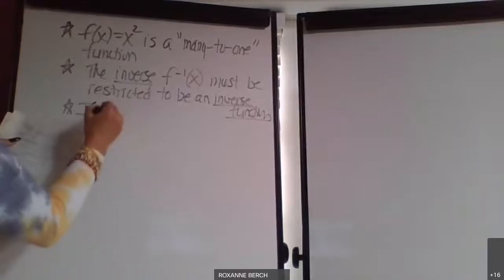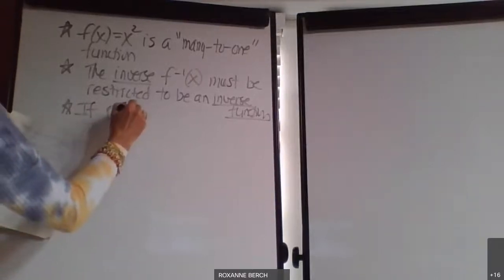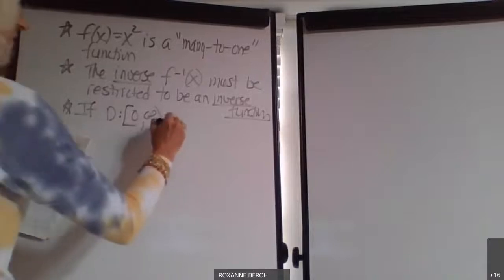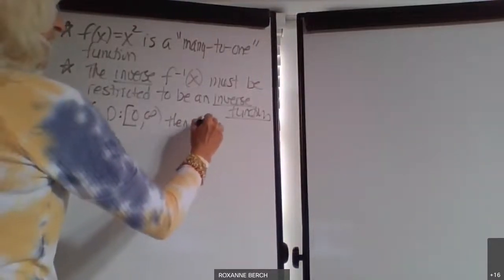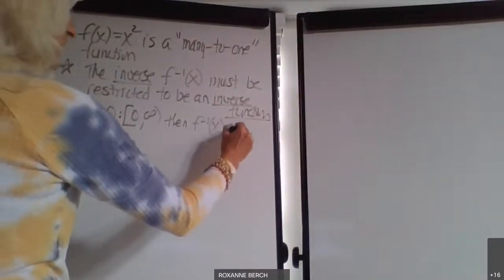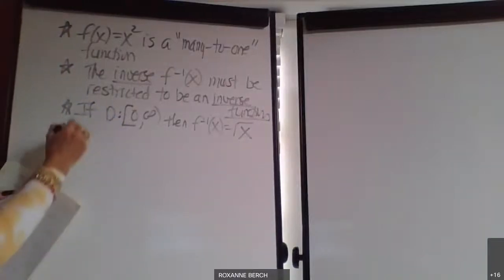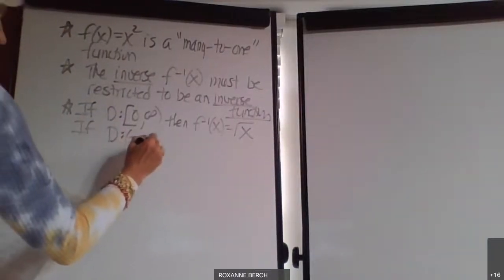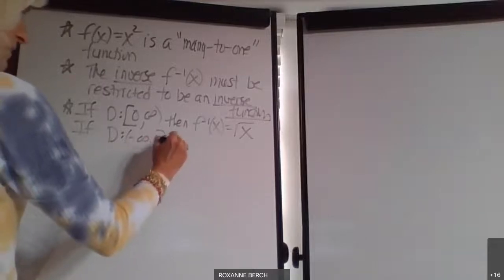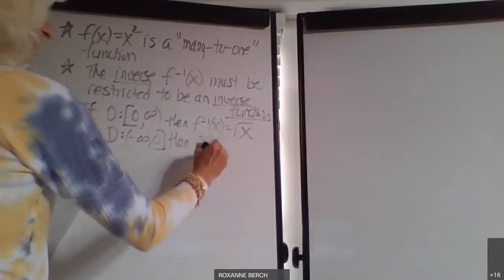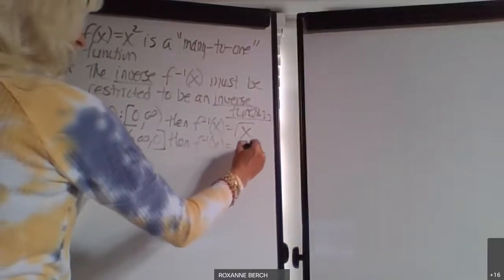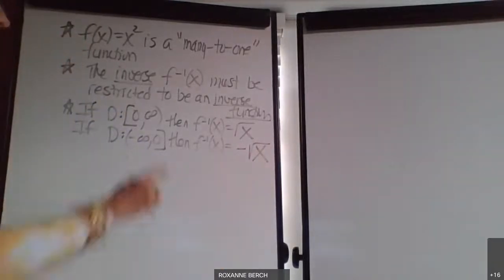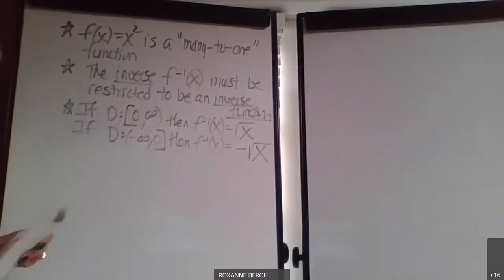if we restrict the domain to just to the right of 0, then the inverse function is going to be the square root of x, or we could restrict the domain to the left of 0, then the inverse function would be negative square root of x. So in my problems, I'm going to restrict it to the right.